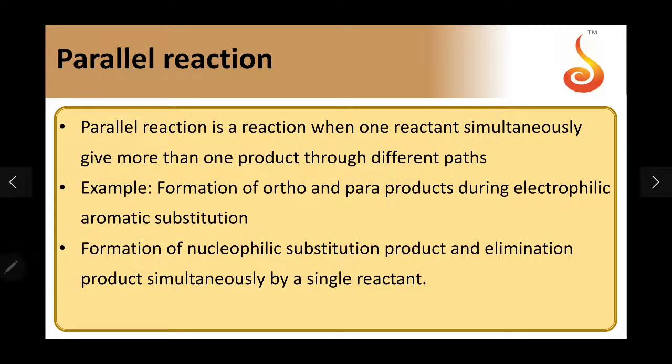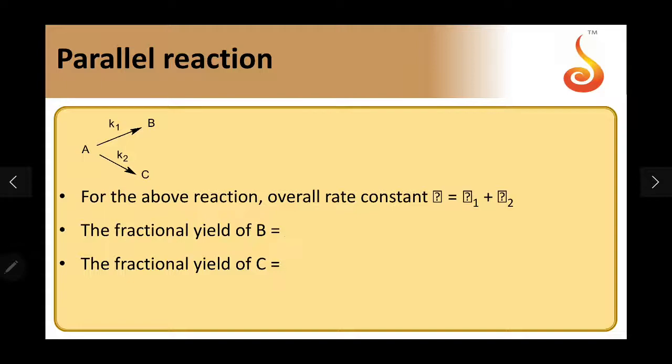What is the kinetics of a parallel reaction? If I take a reactant A, it gives rise to B and C, and the rate constants are K1 and K2. The overall rate constant, it is missing here, it's not appearing, I'll write it here. K is equal to K1 plus K2. The overall rate constant of the reaction is equal to K1 plus K2.